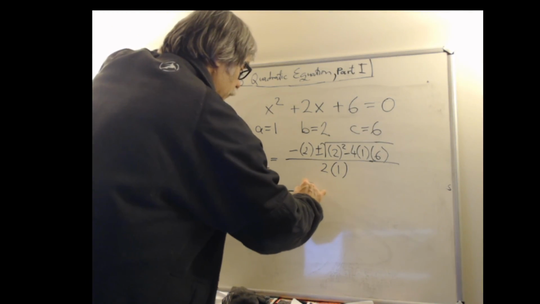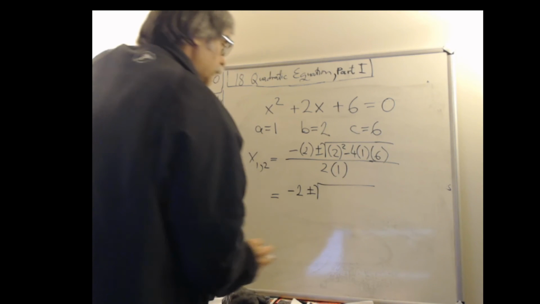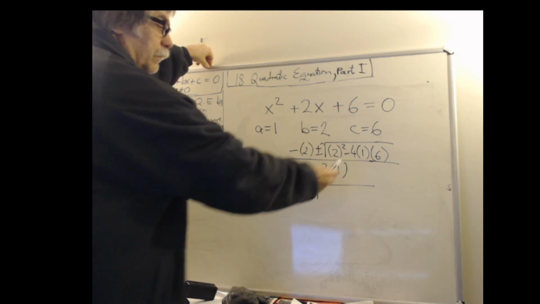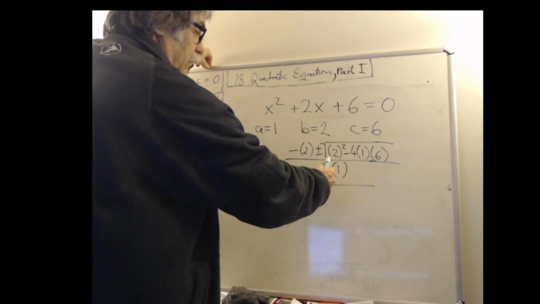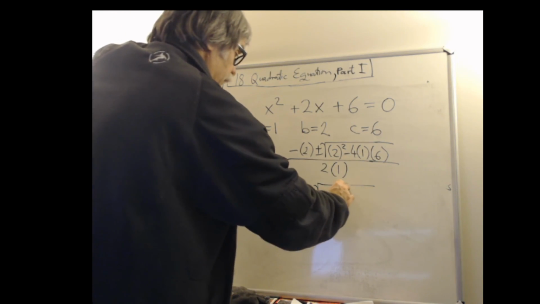I don't know. Negative 2 plus minus. What do we have here? It's 4 minus 24. This is 4 times 6, 24. Minus 24. 4 minus 24. It's negative 20.